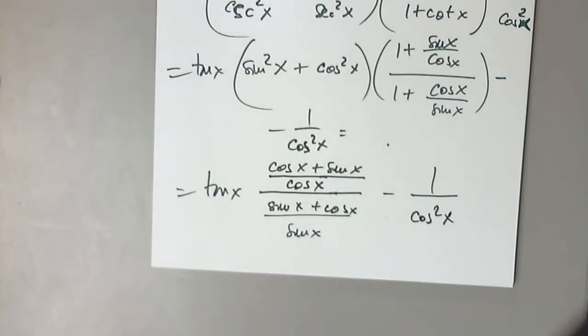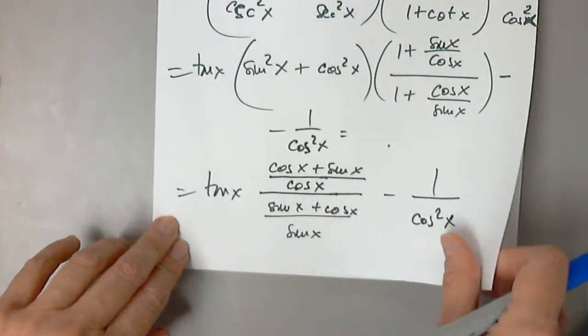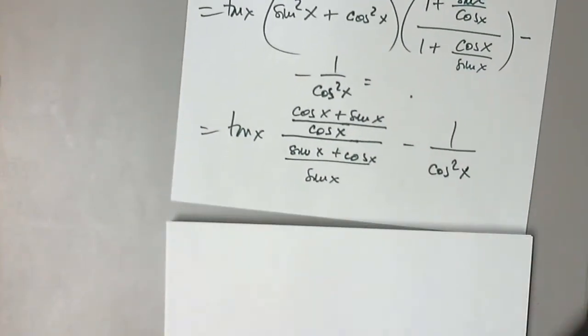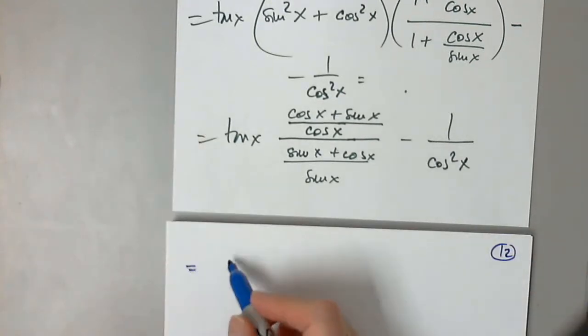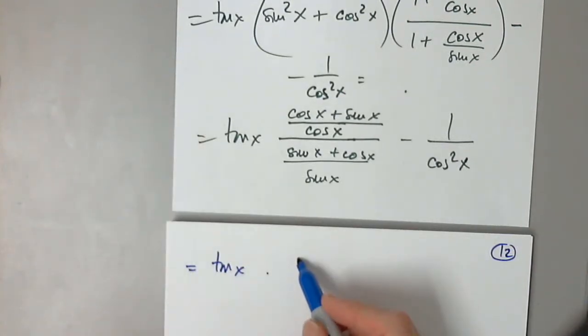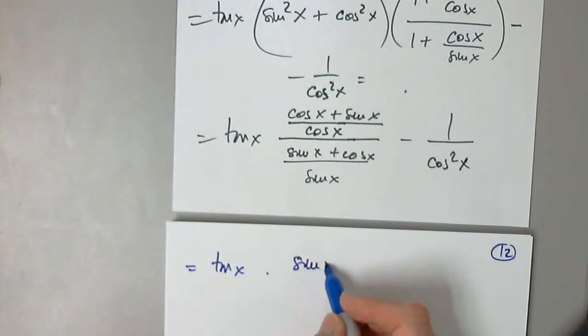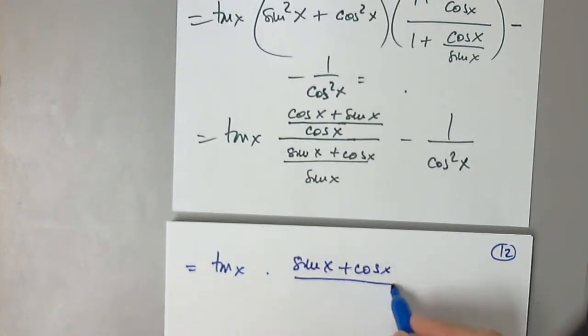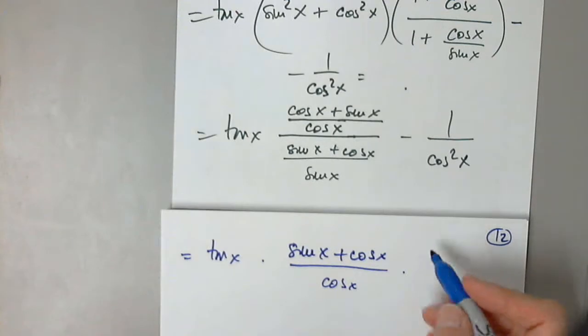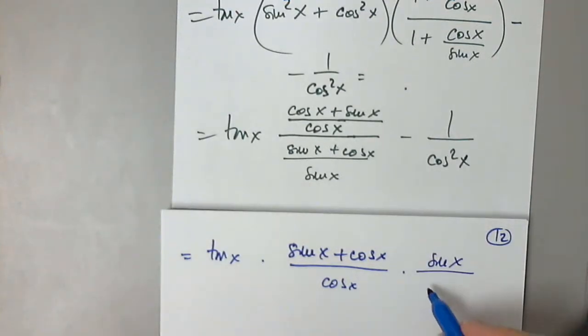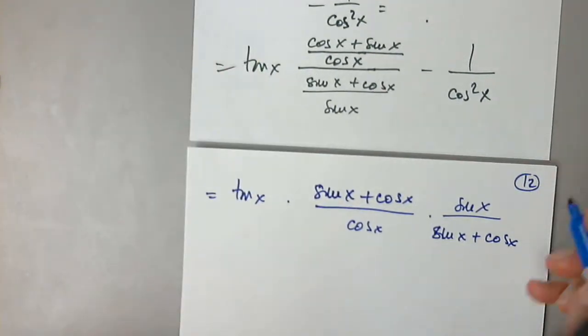Okay. Now I see that I divide two fractions. How do I divide two fractions? With the denominator. Excellent. So I'm going to copy. So I have tangent x, and then I'm going to put that in correct order. Sine x plus cosine x over cosine x times sine x over sine x plus cosine x, and then minus.